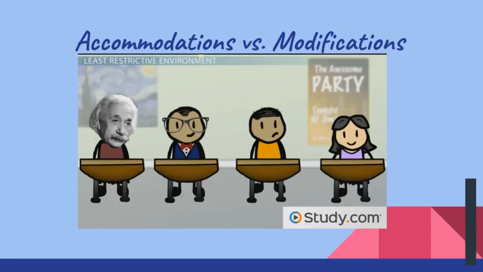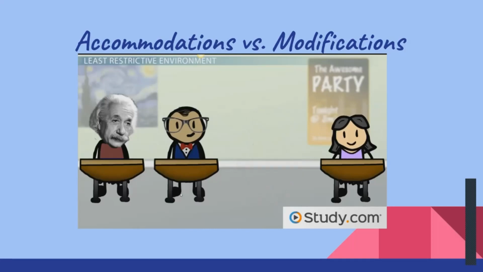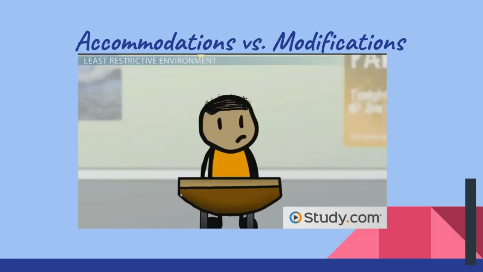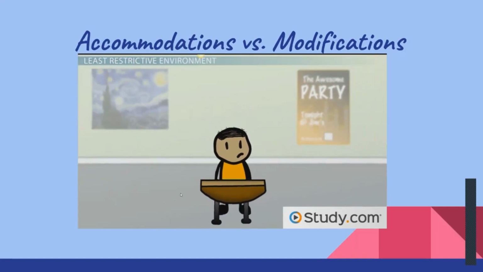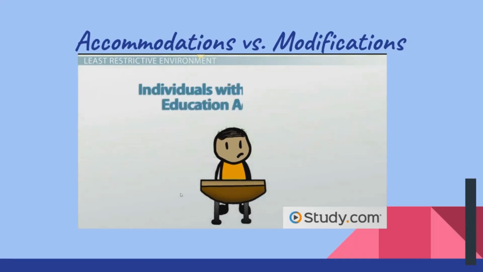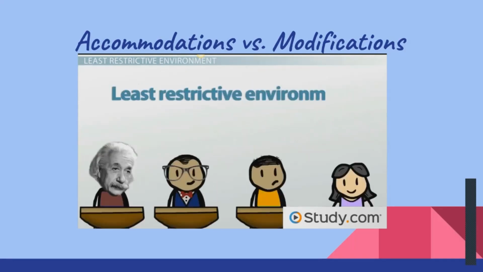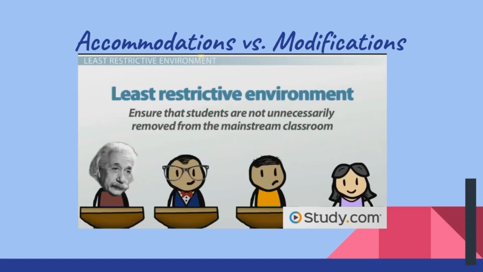Students with special needs were not always allowed in the mainstream classroom. In fact, just a few decades ago, students with learning disabilities were routinely segregated away from their classmates. However, the Individuals with Disabilities Education Act requires that all students with learning disabilities be taught in the least restrictive environment. The essence of this requirement is to ensure that students are not unnecessarily removed from the mainstream classroom or isolated away from their peers.